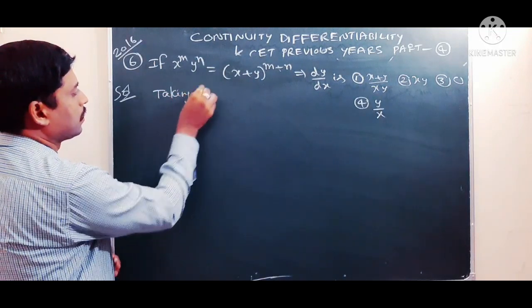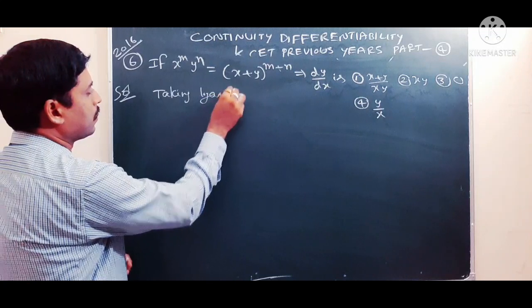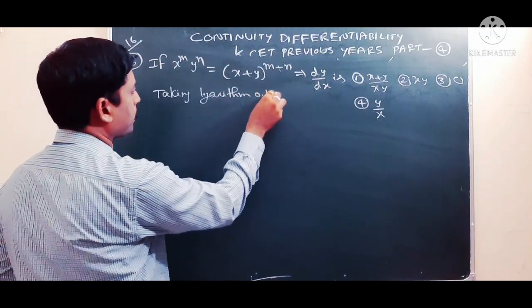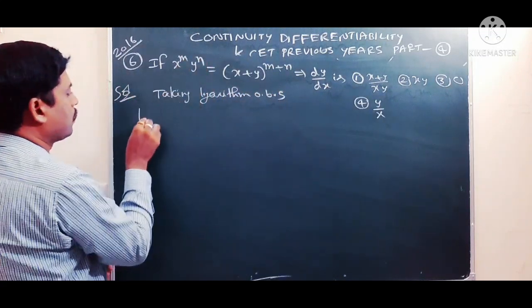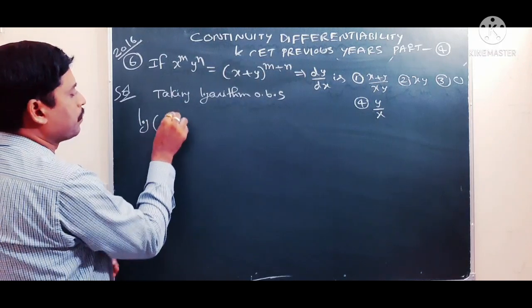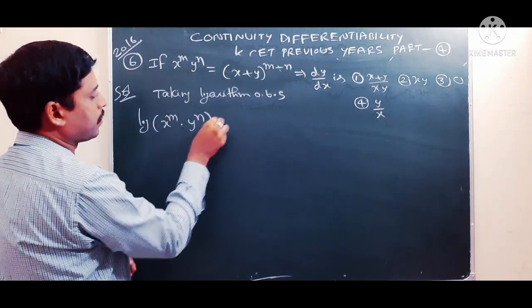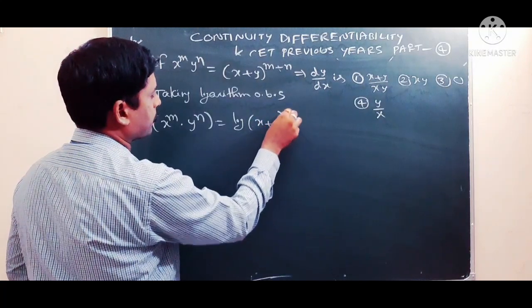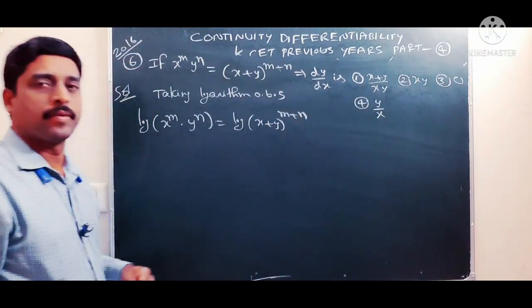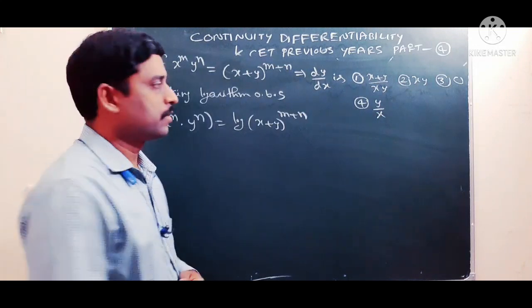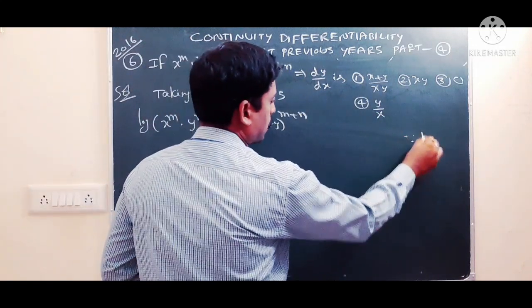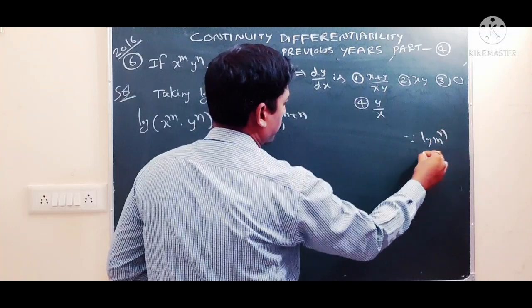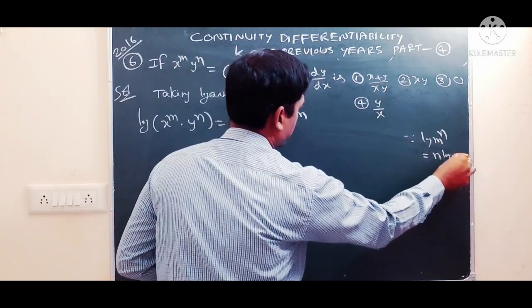Now taking logarithms on both sides. So log of x to the power m into y to the power n is equal to log of (x plus y) to the power m plus n. We have one formula: log m to the power n is equal to n log m.